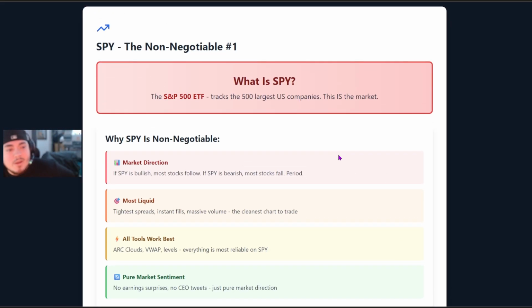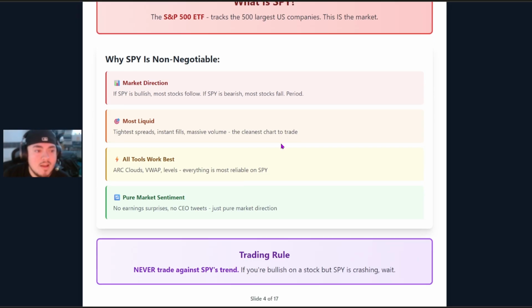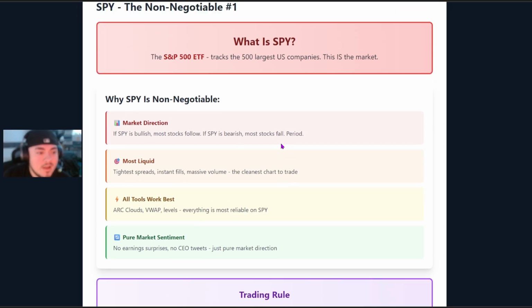All right. Here, so let me go forward. SPY, the non-negotiable number 1. What is SPY? The S&P 500 ETF, it tracks the 500 largest US companies. This is the market. Why is SPY non-negotiable? Market direction. If SPY is bullish, most stocks will follow. If SPY is bearish, most stocks will fall, period. It's as simple as that, guys.